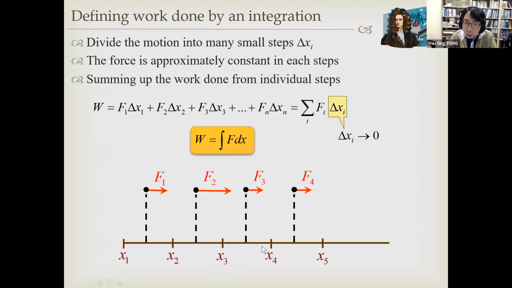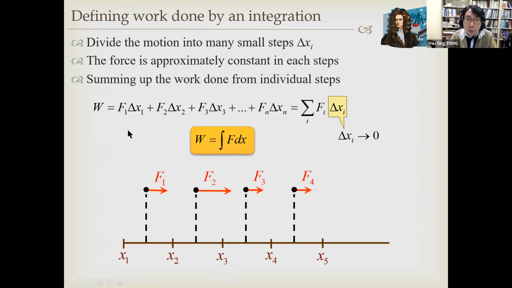So that inside each of these intervals, the force is essentially constant. In the first interval, the force is F1. In the second interval, the force is F2, and so on and so forth. So if the force is essentially constant, we can apply the elementary formula for the work done. We just multiply the force with the displacement.